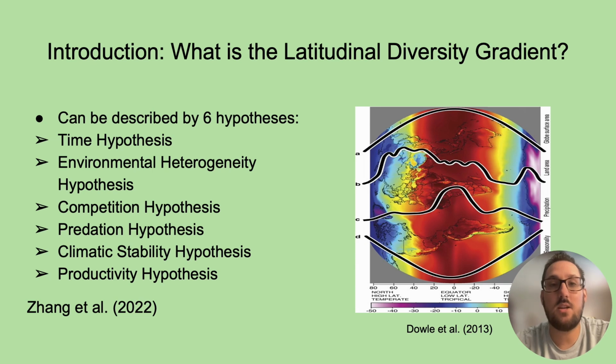The competition and predation hypotheses sort of go hand in hand with one another in that they suggest, within tropical regions, that competition will be lower overall due to the presence of high predation, which keeps populations in check. The climatic stability hypothesis suggests that there is greater specialization, greater diversity, and narrower niches in tropical regions due to the presence of a stable climate. The last hypothesis is the productivity hypothesis, which suggests that the high productivity in tropical regions promotes species richness.